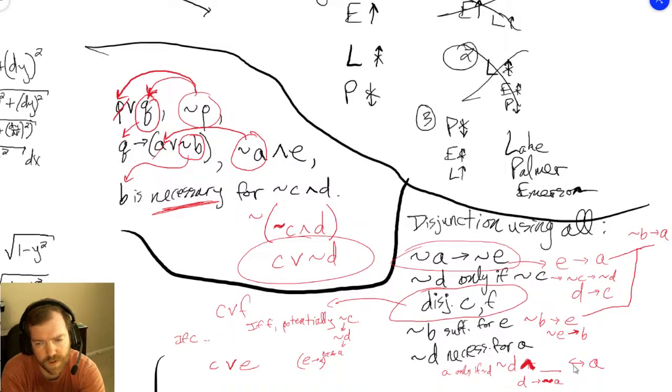Does this work both ways? Does having A imply that we must have had not D? Or does it only work that way? That's also another question.